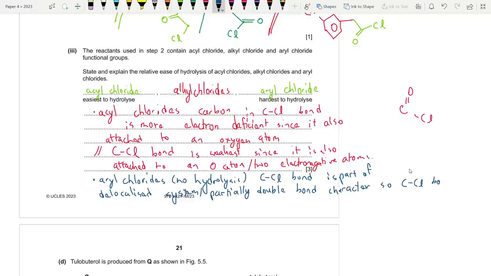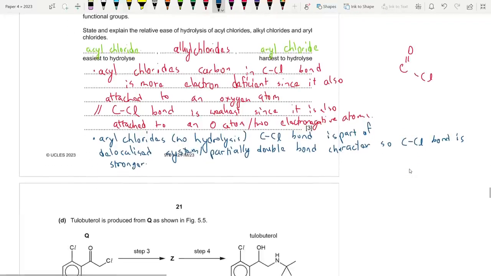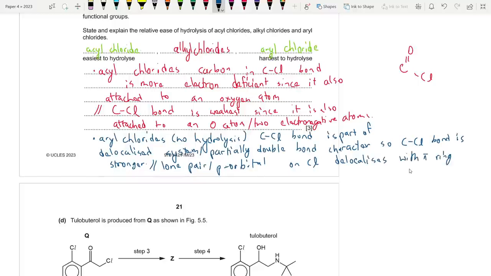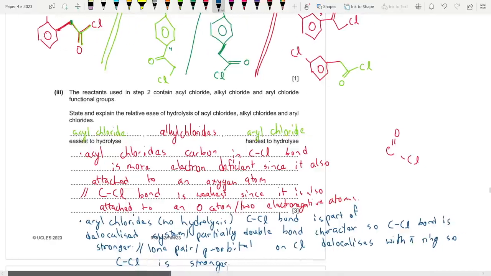So the C-Cl bond is stronger. Or you could say that the lone pair or p orbital on chlorine delocalizes with the pi ring, so the C-Cl bond is stronger. That's marking point 2. You had to write any 2. Okay, I'm going to give you the last point.